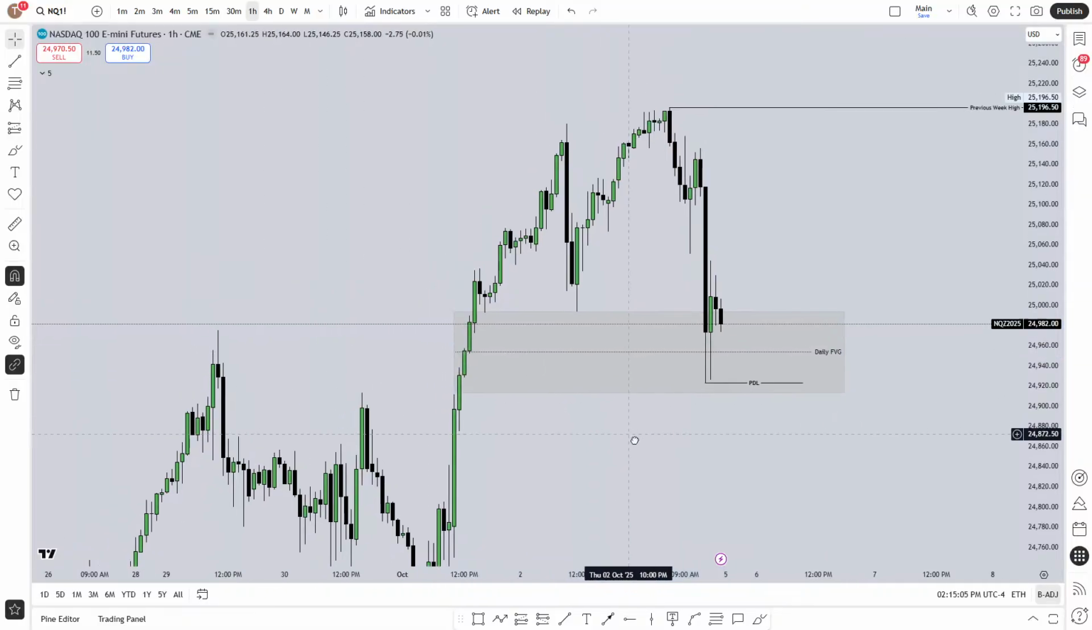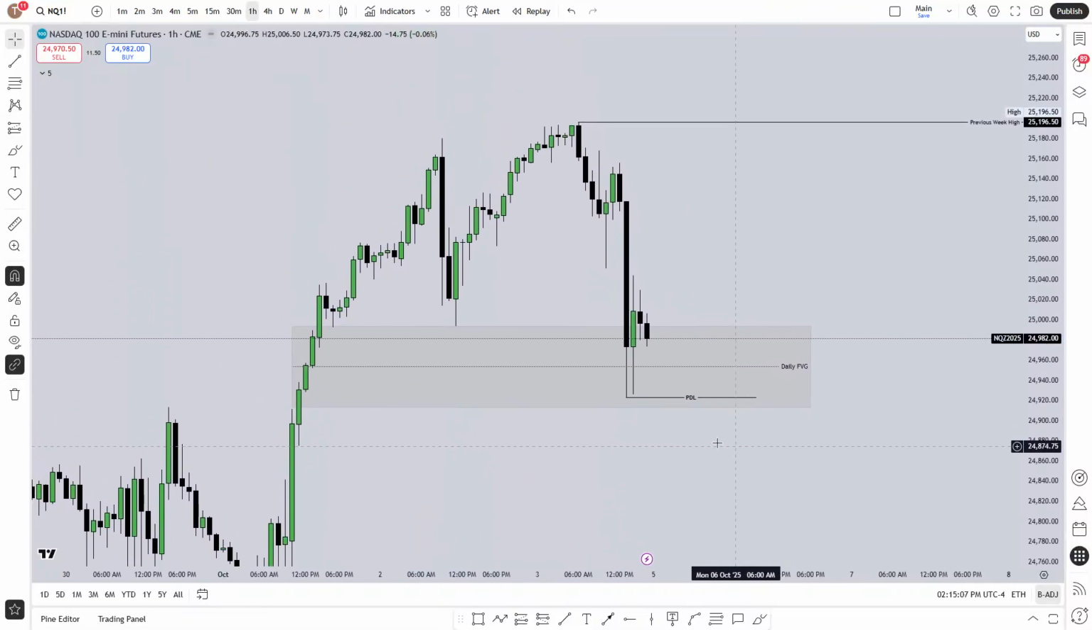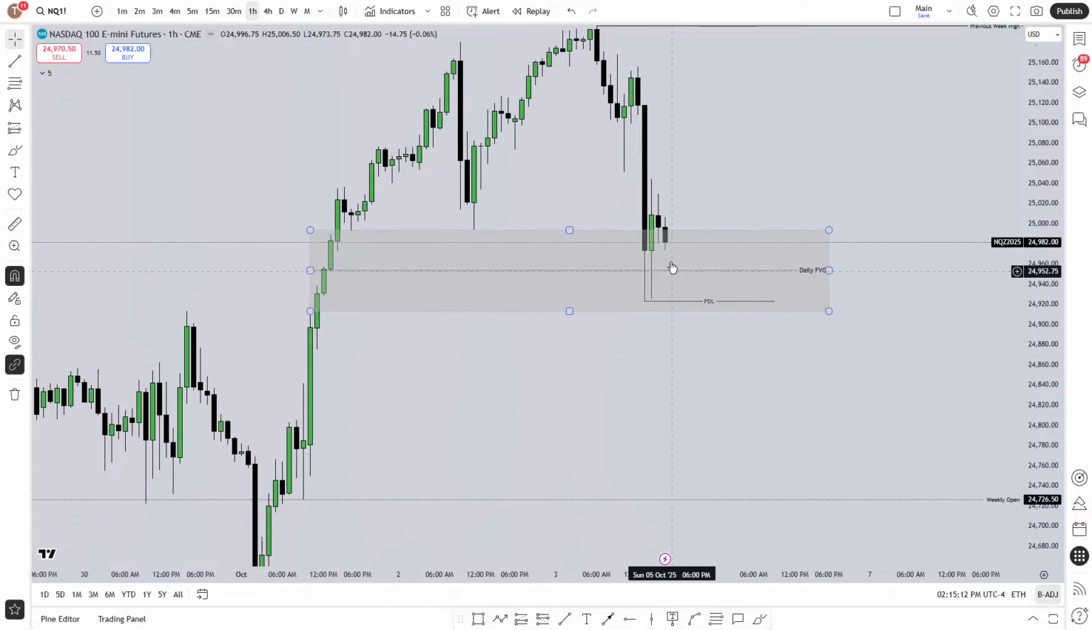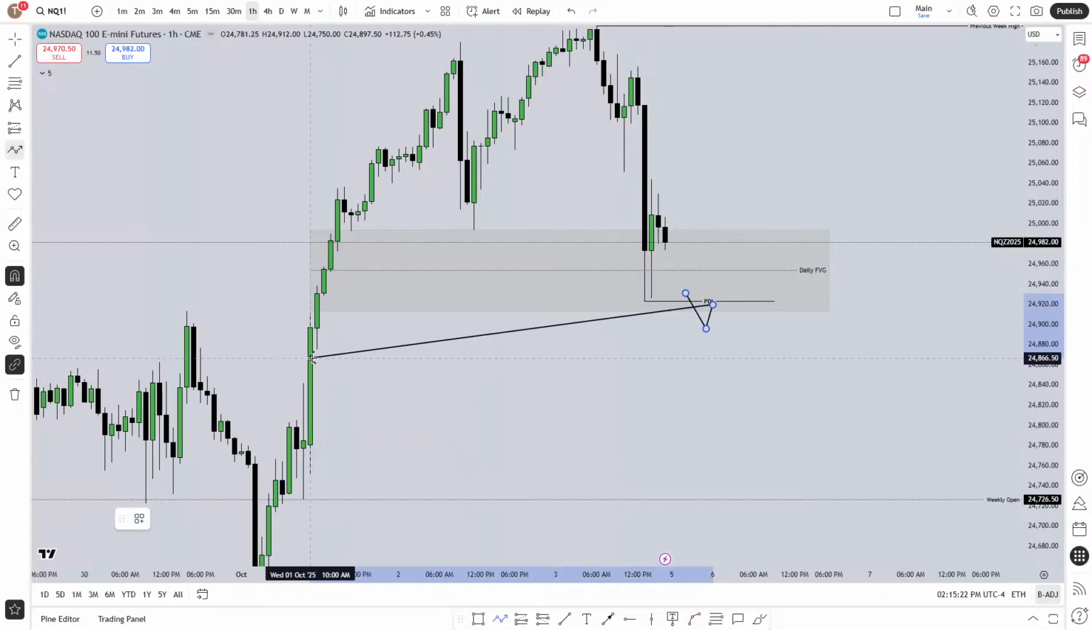Because all we have right now is this previous day low inside of the daily fair value gap, and if we start to go through here and start to get closures below the daily fair value gap, I think we could see something like this. This is open right here.